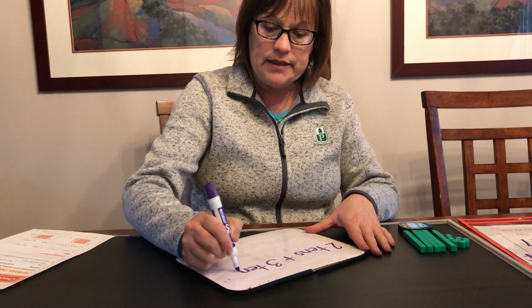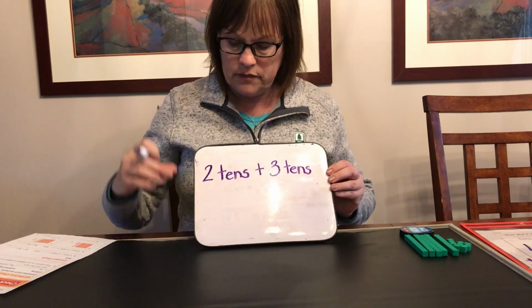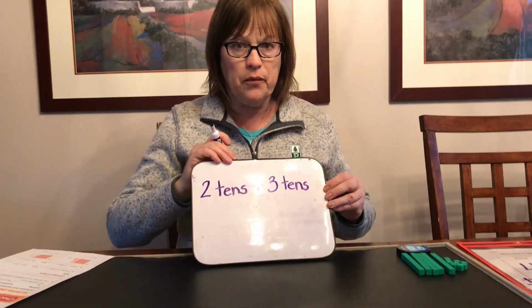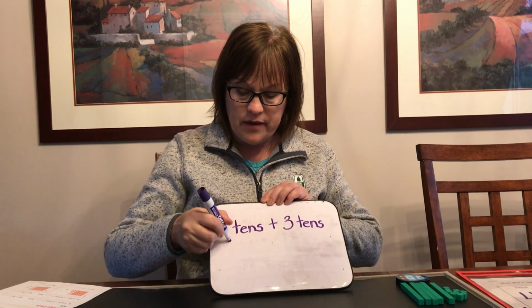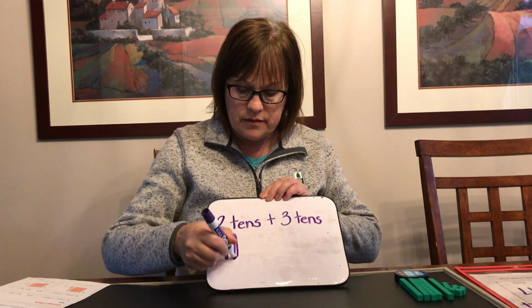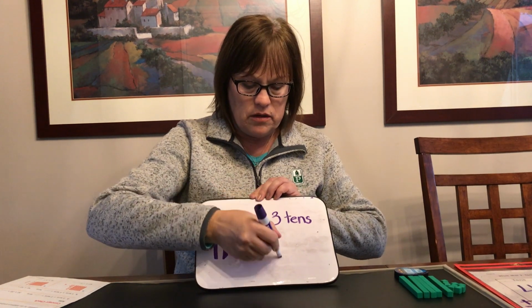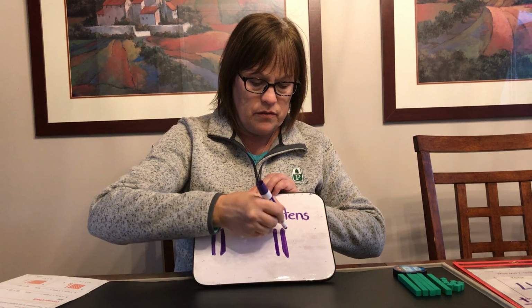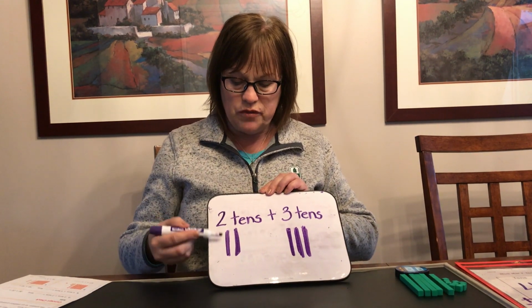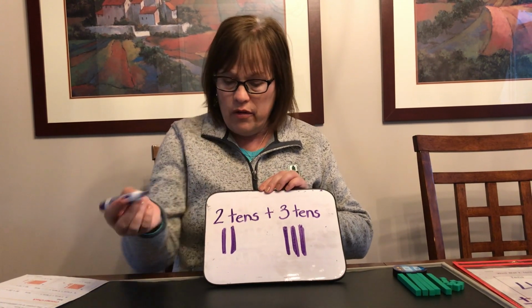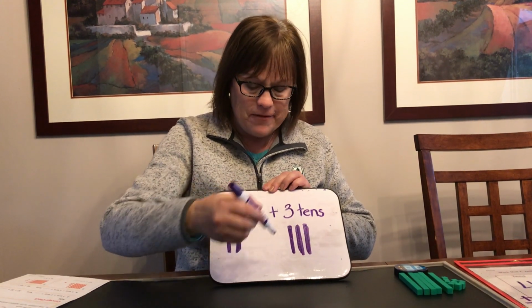Okay? All right, something else that I would like us to practice on my whiteboard. If I was to write out 2 tens plus 3 tens, let's take a look at that. There's a couple different ways you can show this. You could make 2 tens, 10, 20, and make 3 tens here, 1, 2, 3. There's 2 tens, here's 3 tens. And then if we were going to add those together, we would count 1, 2, 3, 4, 5. So there are 5 of them.